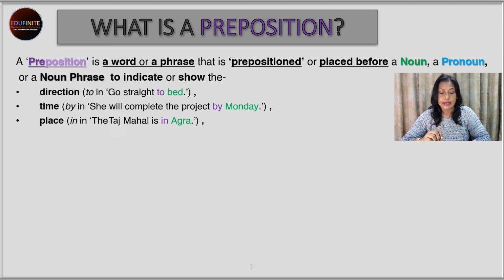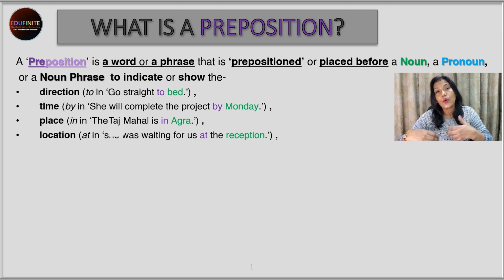Next, place. Well, in this sentence, the Taj Mahal is in Agra. Well, where is Taj Mahal? In Agra. So it's telling us about the place. Next, location. She was waiting for us at the reception. So where was she waiting for us? The location, particular place where she was waiting for us. So at is giving us the sense of location.